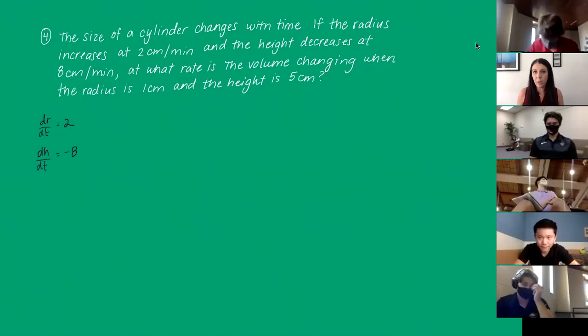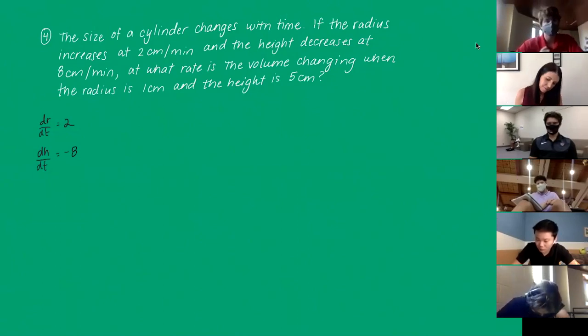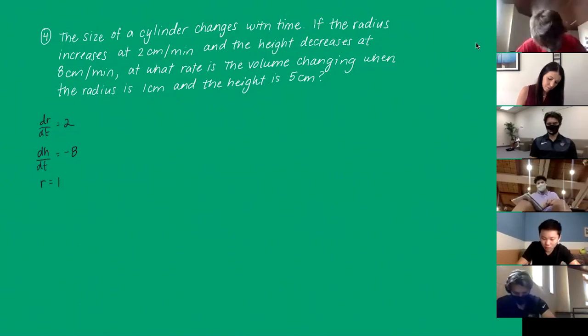Exactly. That's very important. So when something is decreasing, that means the derivative is negative. It's a really important thing to remember when we're reading these problems because it's easy just to pull out the numbers and forget the negative. It changes the whole thing. Okay, keep going. So we know that our r is equal to 1 and our h is equal to 5. Okay, and what's the piece of information we're looking for, Ryan?